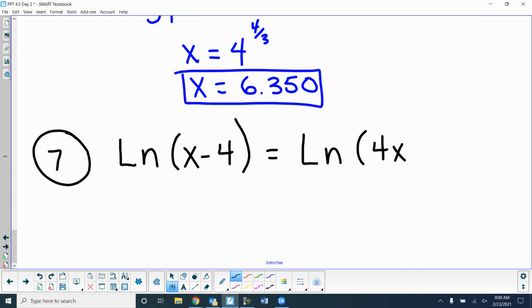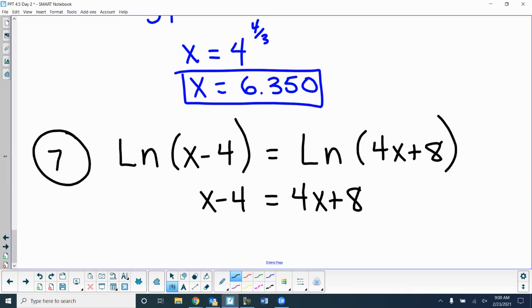You guys see LN and you just say, oh, I'm not sure what that means, so I'm gonna put a little question mark there. Why does it matter what is here? If you have a log of something equal a log of something, no matter what the base is, you just cross out the logs, right? You just drop them. That's all you gotta do.